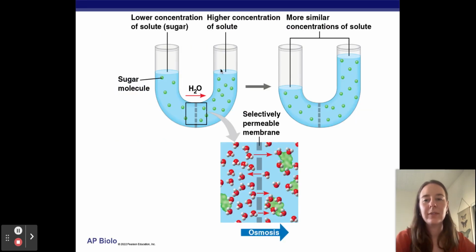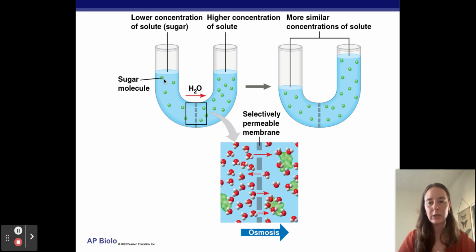So let's say we have this contraption here, and it's just going to help us see the way that water is moving. And we have solutes. Solutes basically are molecules that are not water, that are dissolved in water. In this case, we're dealing with sugar. So sugar is our solute. And here we have on the left-hand side a low concentration of solute.